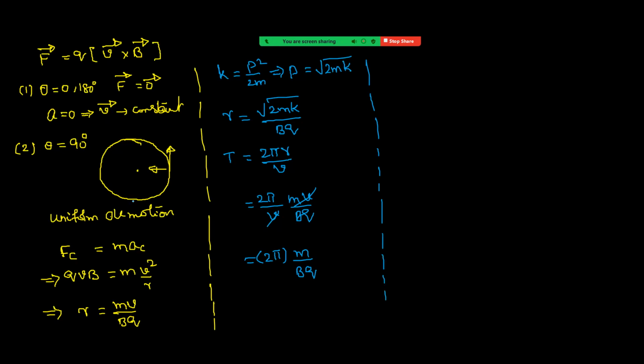Suppose the question is like, what is the time taken to complete half revolution? Half revolution means here we take distance traveled as pi r by v, right? Or I can say, from here, half of the time period of revolution. That means in the place of 2 pi, we have to take pi to complete a half revolution. Okay.